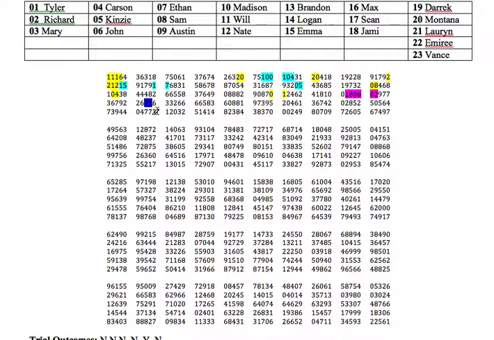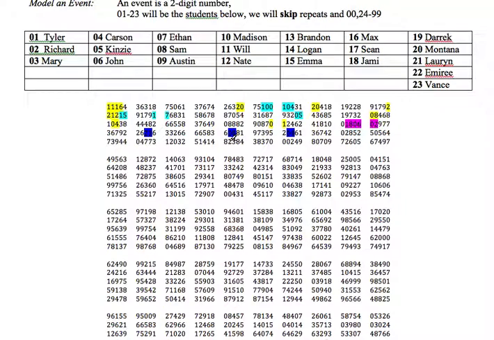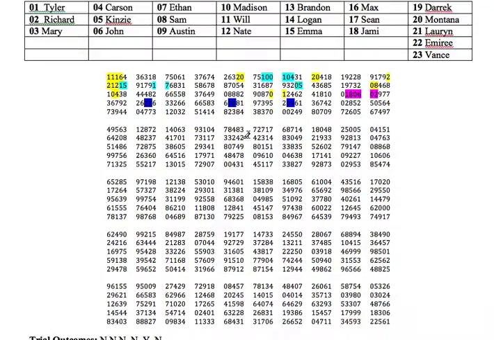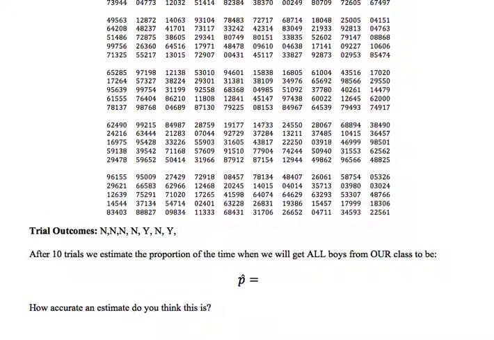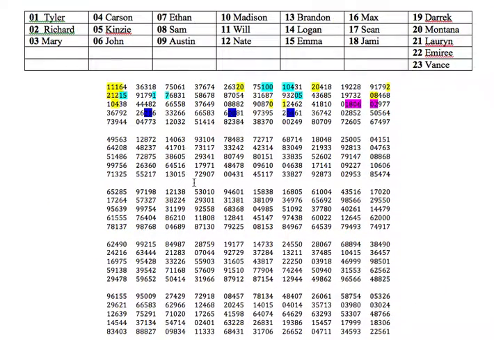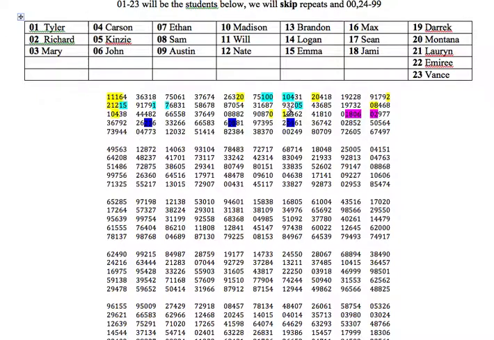23 counts for Vance. 63, 32. 8 counts. 81, 97. Alright, so we got Vance and Sam and Carson. Hey, there's another 3-boy combination. Let's see, I've run 7 trials now. A couple more. Let's go back to yellow.